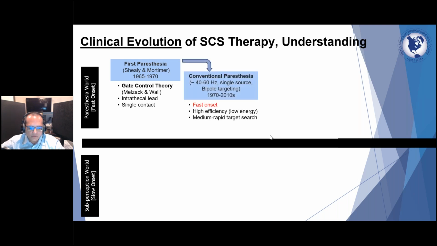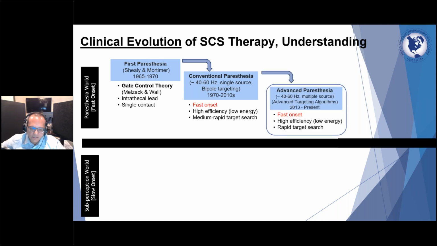What this evolved into between the 1970s and 2010 was conventional paresthesia mapping. That was between 40 and 60 hertz. It was a single source, bipolar targeting. The positive applications of this were that it was very fast onset, high efficiency, and medium to rapid target search, meaning you could move the lead around and find where that pain source was in the dorsal columns and try to overlay the paresthesia mapping with the pain source.